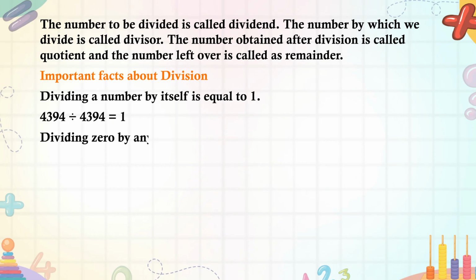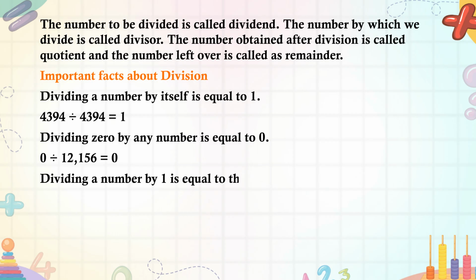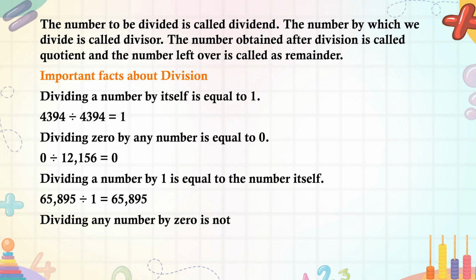Dividing 0 by any number is equal to 0. 0 divide 12,156 is equal to 0. Dividing a number by 1 is equal to the number itself. 65,895 divide 1 is equal to 65,895. Dividing any number by 0 is not defined. 2893 divide 0, not permissible.